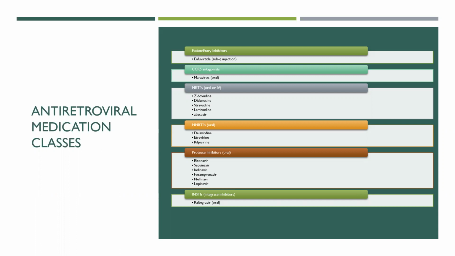We have our protease inhibitors, or our PIs, which are given orally, and these also end in navir. So this can be confusing with our antiviral medications that end in VIR, but these ones specifically end in NAVIR. And then we have our INSTIs, such as raltegravir, which is given orally.